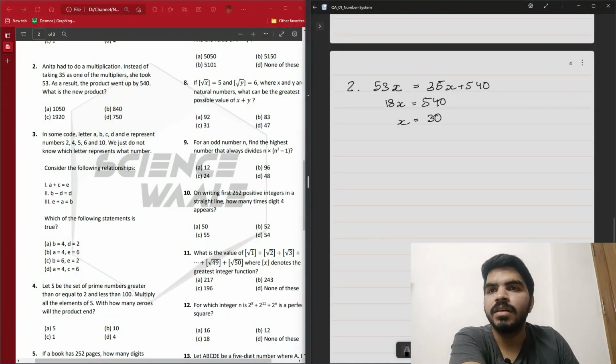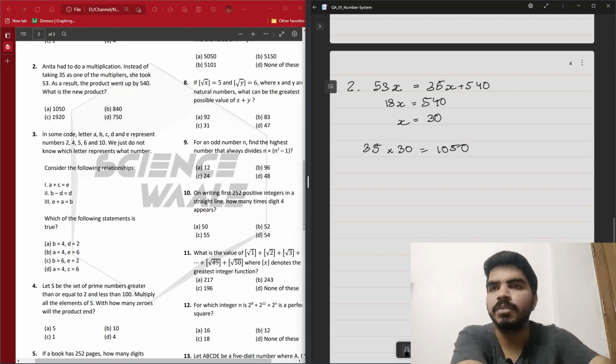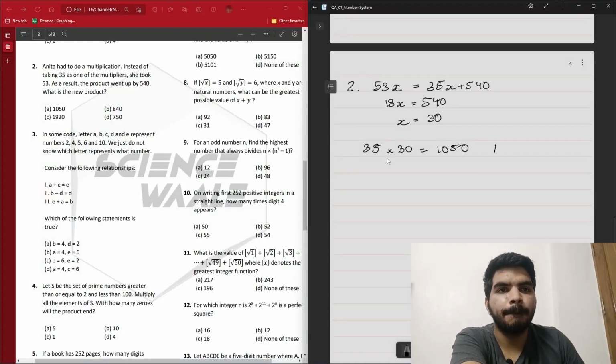Now what are we asked? What is the new product? The actual product which we had to find. 35 is the actual number, x is equal to 30. This is 1050. The answer is 1050, option A again.